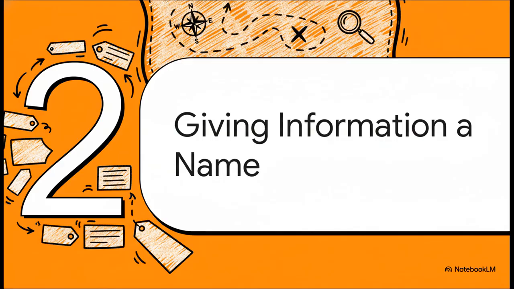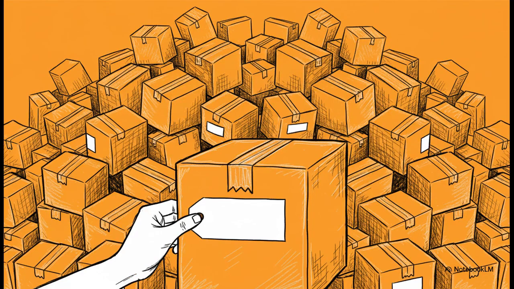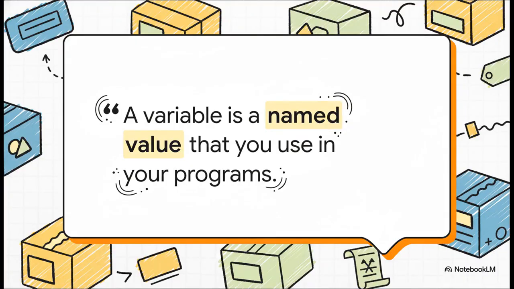But just creating a box isn't quite enough. If we have dozens or even hundreds of them, how do we find the right one again? Well, we need to give our information a name. Just imagine a room full of identical, unlabeled boxes. It would be total chaos, right? The same is true in programming. To make our box useful, we absolutely have to give it a name, a label. And this is key. A variable isn't just a value, it's a named value.